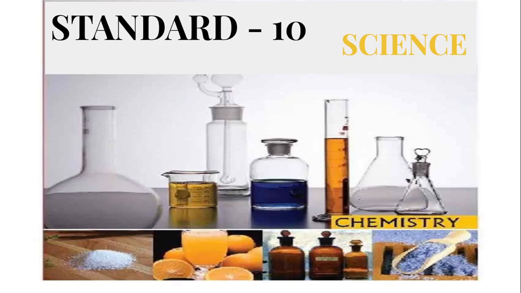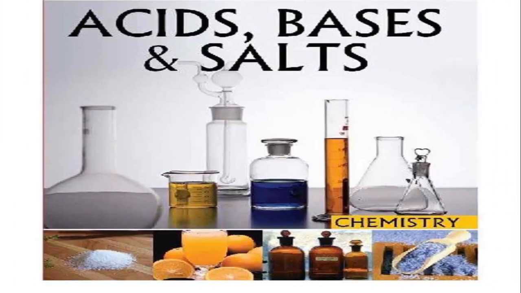In our previous video, we started chapter number 2, Acid, Base and Salts. In this chapter, we have learned the reaction of acid and base. In our recent previous videos, we have seen that all acids have similar chemical properties. What leads to this similarity in properties?